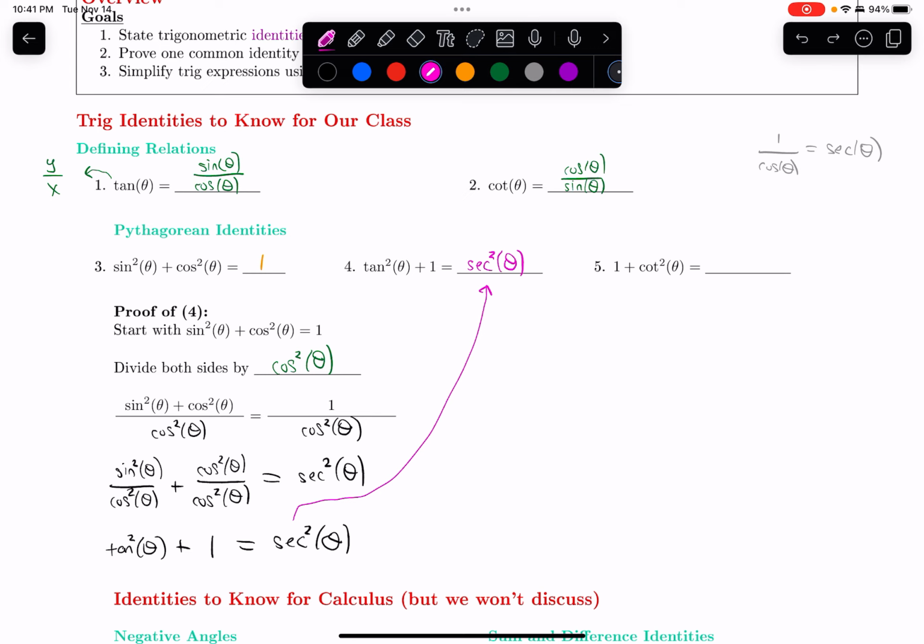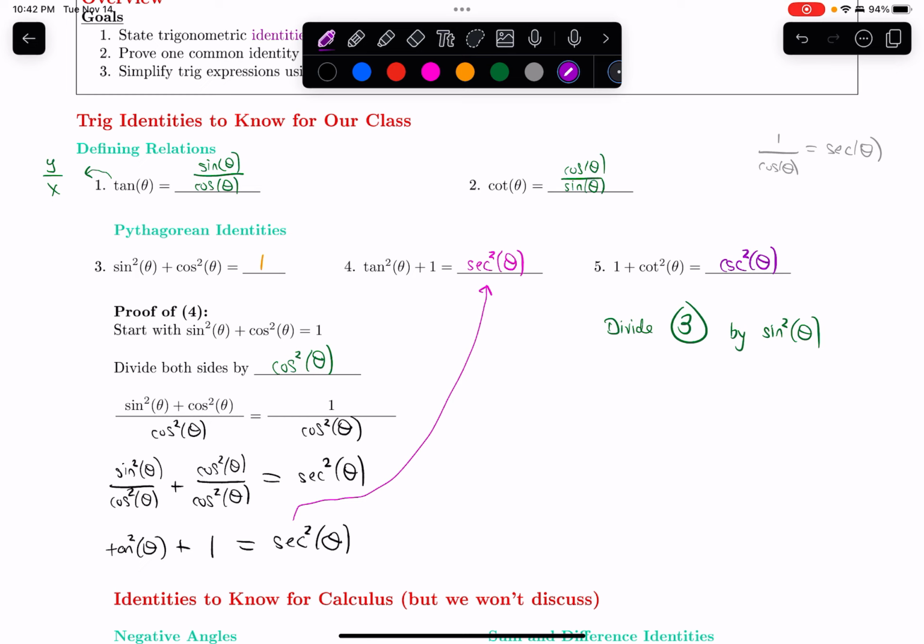There's a similar one I can get that involves 1 plus cotangent squared theta. I'm not going to prove that one. I'll just briefly describe how you would get it. I take the first identity, and instead of dividing by cosine squared theta, I would divide both sides by sine squared theta. If I do that, on the left-hand side, I'll get 1 plus cotangent squared. And on the right, 1 divided by sine squared equals cosecant squared theta.